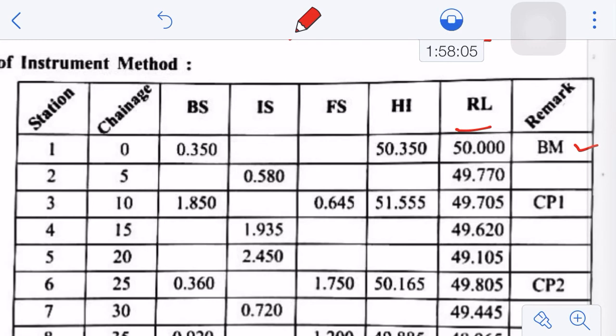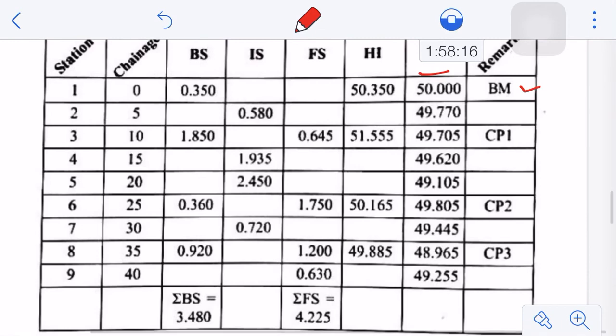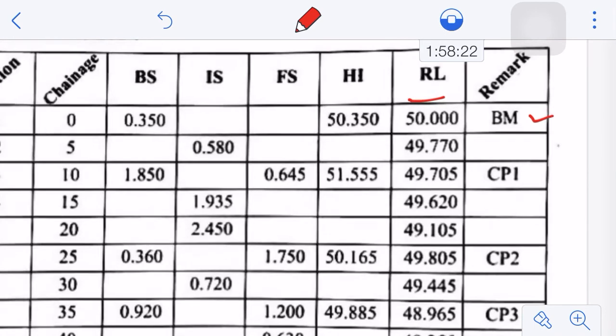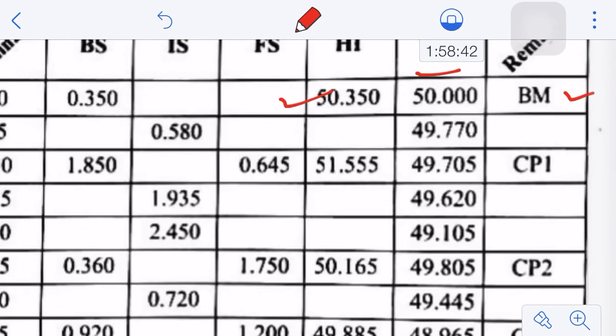Then for station number 2, you have recorded the observation as 0.580, and you need to compute the RL. Mind well, for computing RL, how will you do it? You will subtract your IS reading, that is 0.580, from the previous RL. And what should be your previous RL? Your previous RL is nothing but the RL of HI. That means you will subtract your 0.580 from this height of instrument and not from the benchmark, right? You will try to follow the points. That means you will always compute the RL for your next station by having the reference of the previous point's RL. That's how it is to be done, right? So if you subtract it, it is going to come as 49.770.